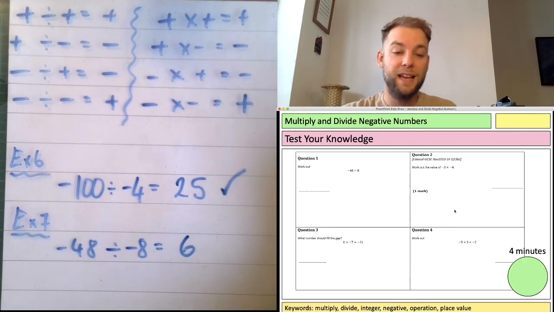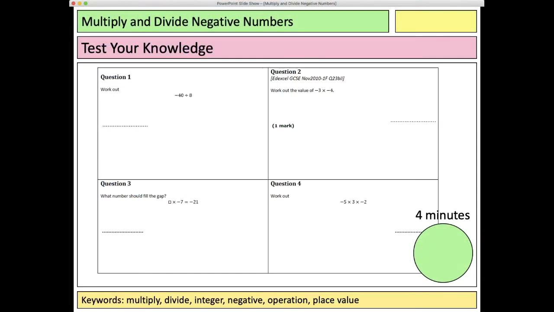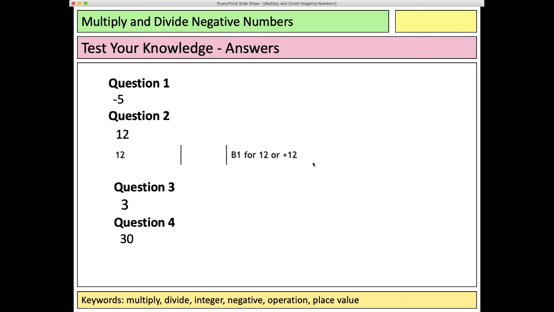Okay. So here we've got a little test your knowledge section. So this is just to make sure that you understand all of this. So pause now and have a little go at those yourself. And depending on how you're doing, I'm going to give you 3 levels of worksheets to have a go at. Okay, so let's have a look at these. So they're the answers. So mark these in green. Mark them in your notes.